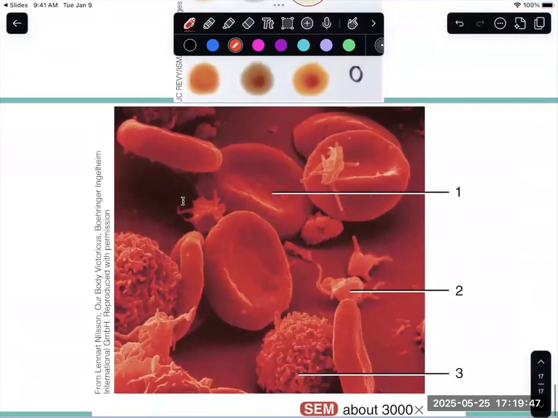And then this is just a really cool picture, an electron micrograph from your lab manual textbook that I thought was pretty cool. So I wanted to share it.